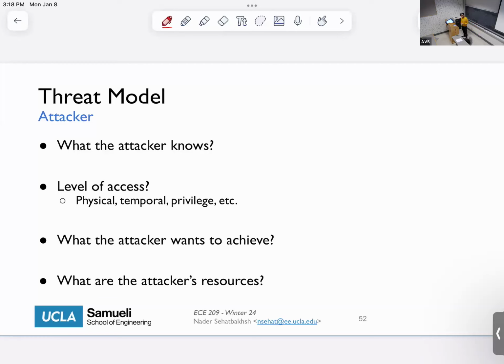The third thing is what the attacker really tries to achieve. Are they trying to attack confidentiality, availability, integrity, any of them? What specifically is the problem? And then finally, what are the resources for the attack? Is the attacker just one person? Is it the government? Is it a big company? Who is going to attack me?